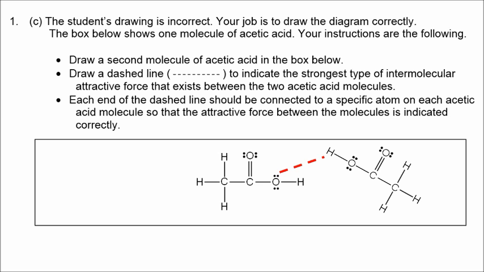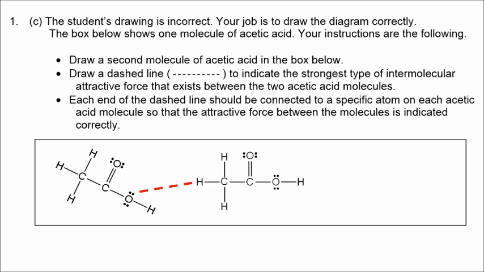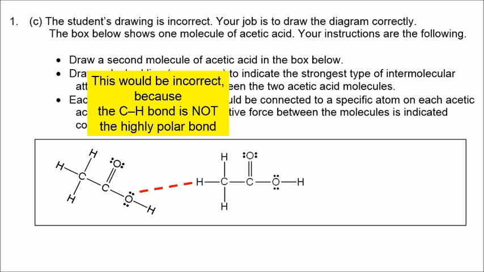You could also do the dashed line like this. That would work. That's an oxygen coordinated to a hydrogen. That would work. You could also do the attractive force like that. So all of these would be correct. However, it has to be the hydrogen that's directly bonded to oxygen. You could not do that. That would be incorrect because the CH bond is not the highly polar bond.